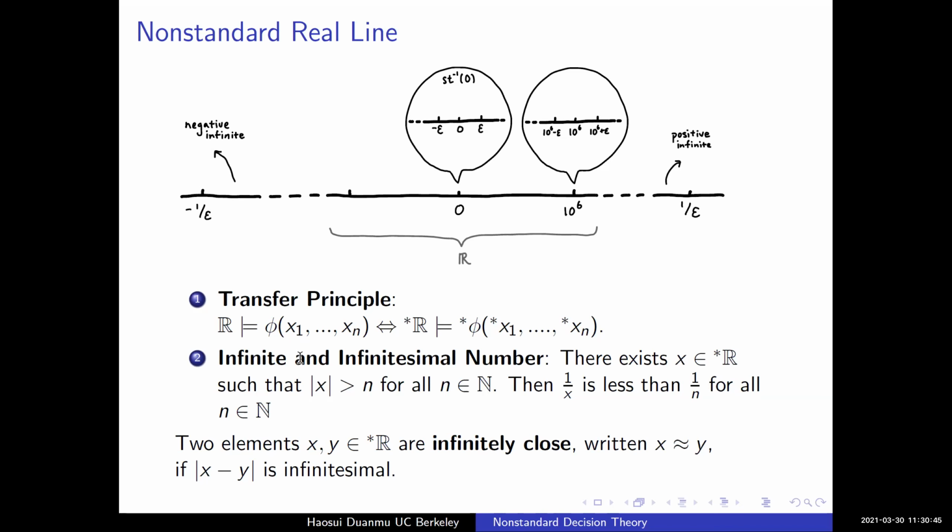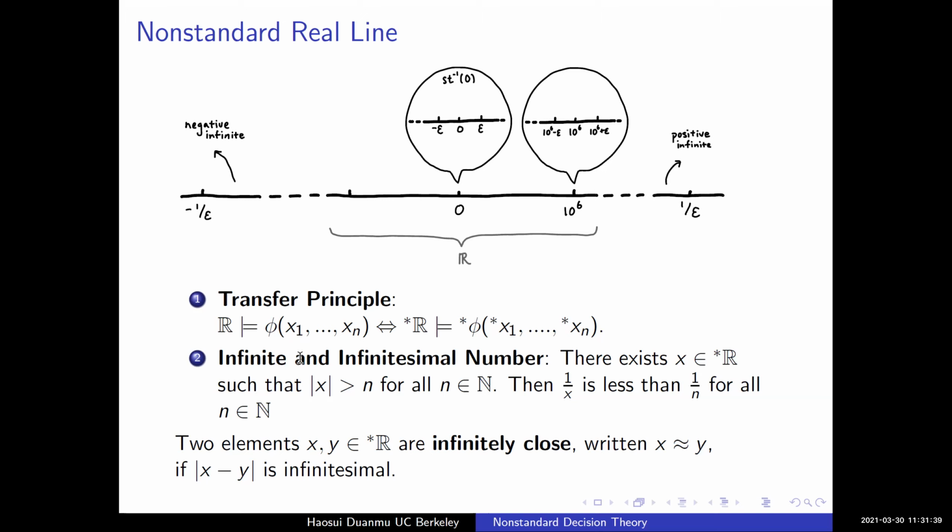One might ask what the difference is between the non-standard real line and, for example, the extended real line, which is just the real line plus two elements, negative infinity and positive infinity. The difference is the first nice property of the non-standard real line, which is the transfer principle. The transfer principle says that the truth value of any first order logic statement is preserved when going from the standard real line to the non-standard real line and vice versa. For example, if I have two standard real numbers A and B, then in the standard real line I know that A plus B equals B plus A. The same remains true in the non-standard real line: for any two non-standard real numbers, A plus B equals B plus A.